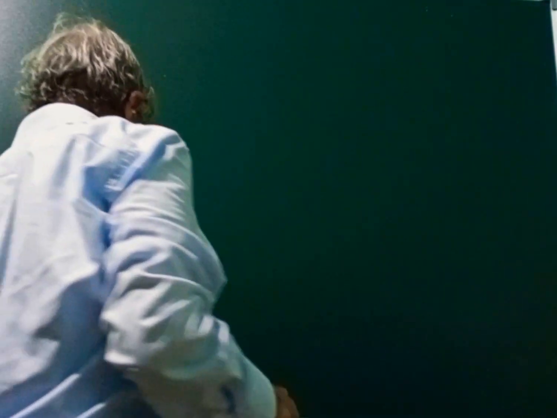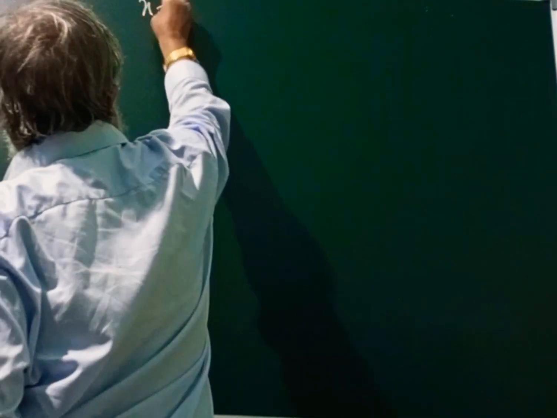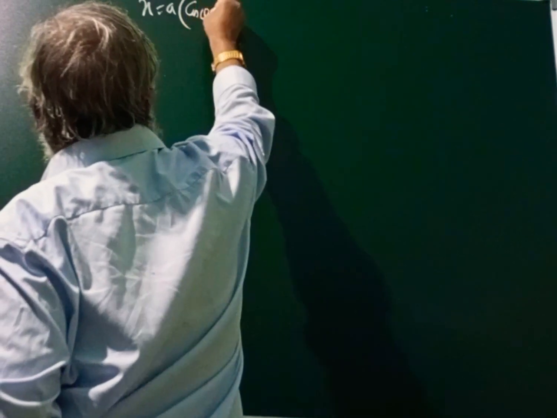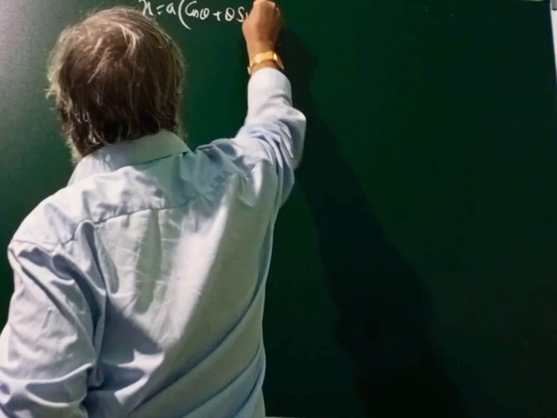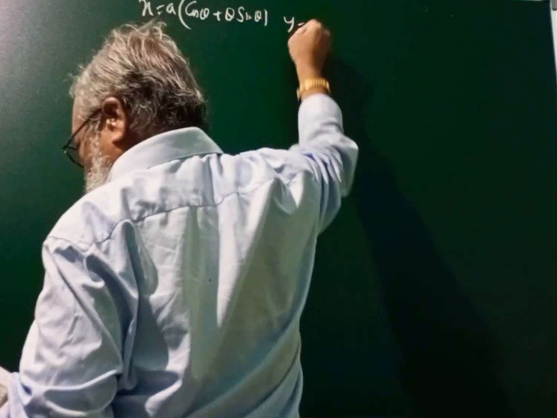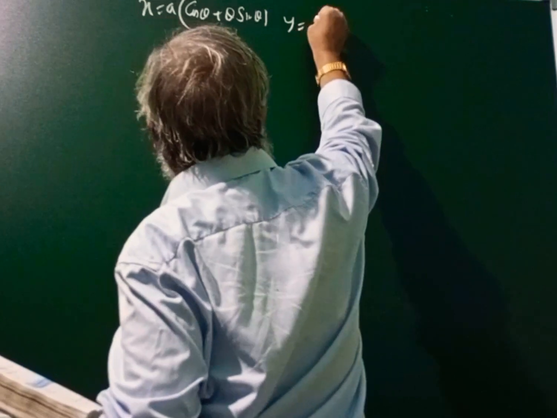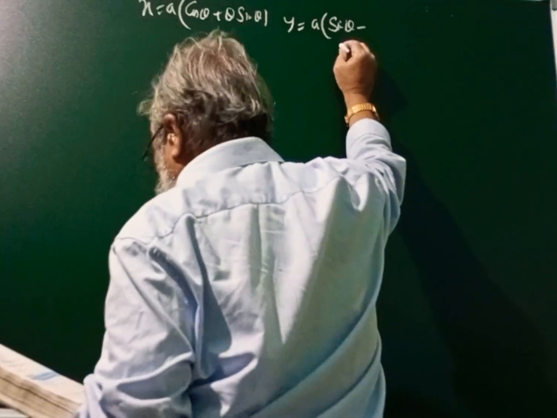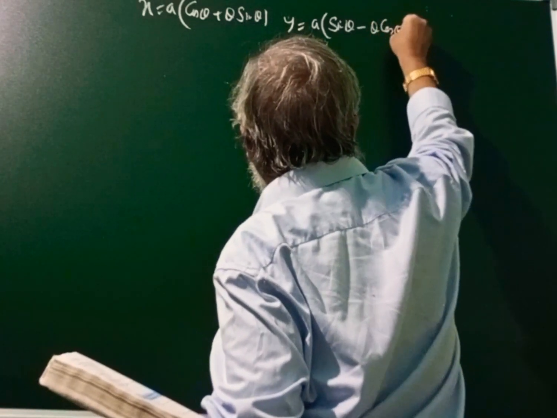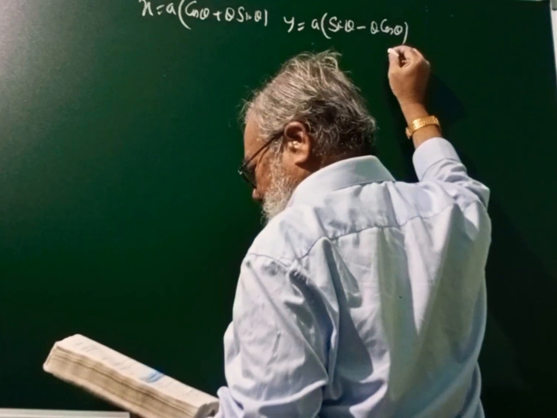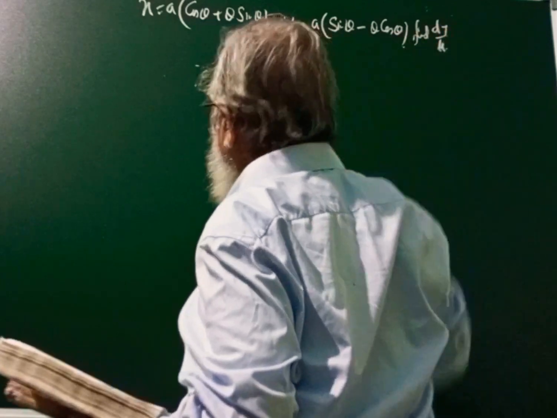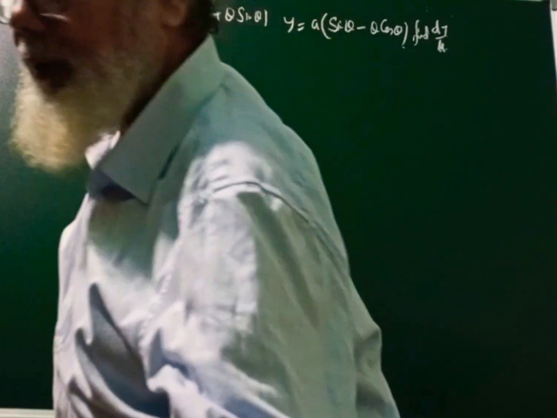Problem. x is equal to a into cos theta plus theta sin theta, y is equal to a into sin theta minus theta cos theta. Find dy by dx.